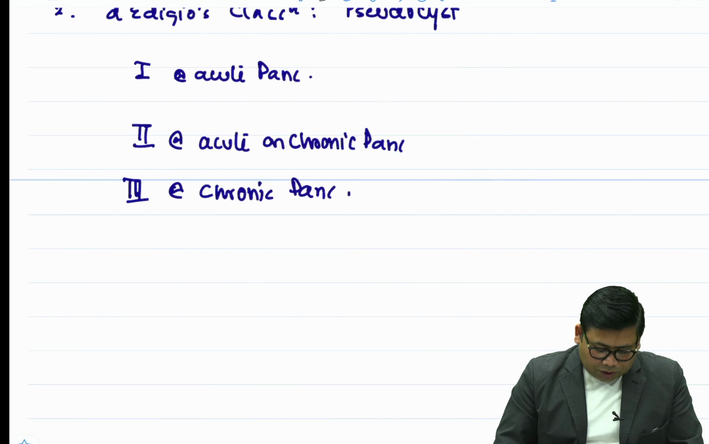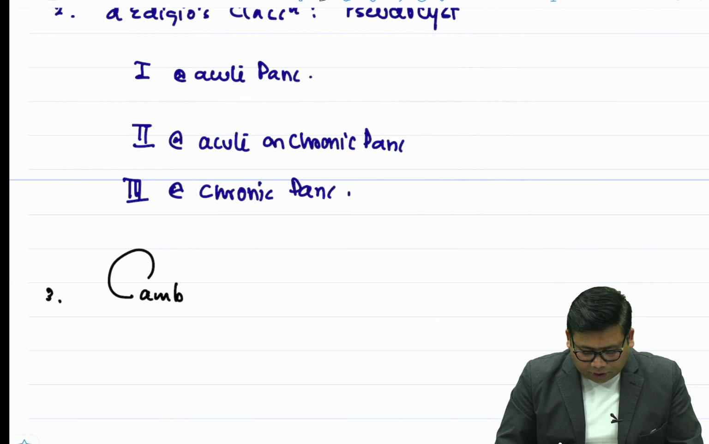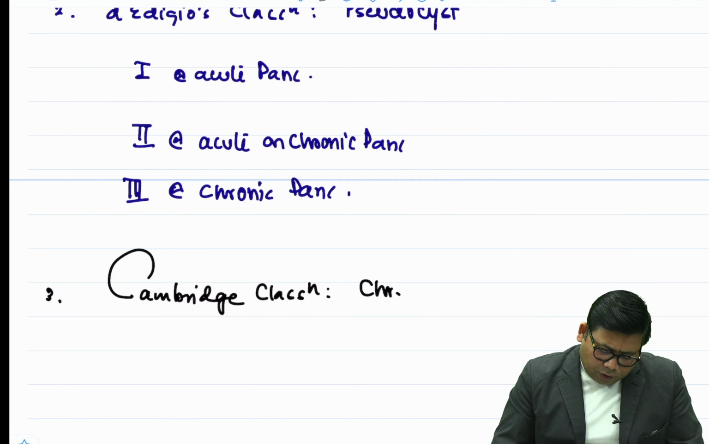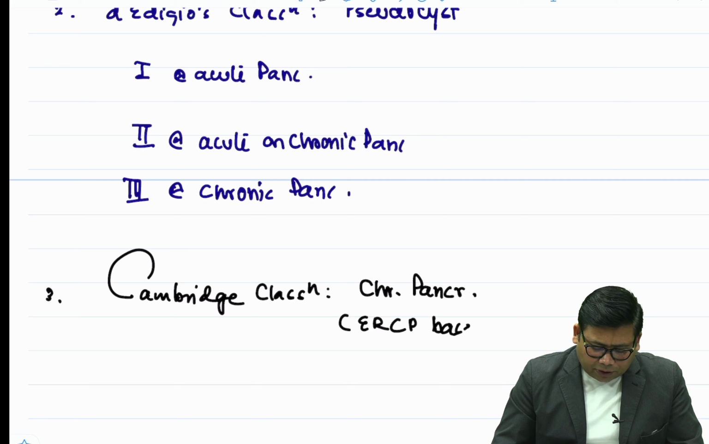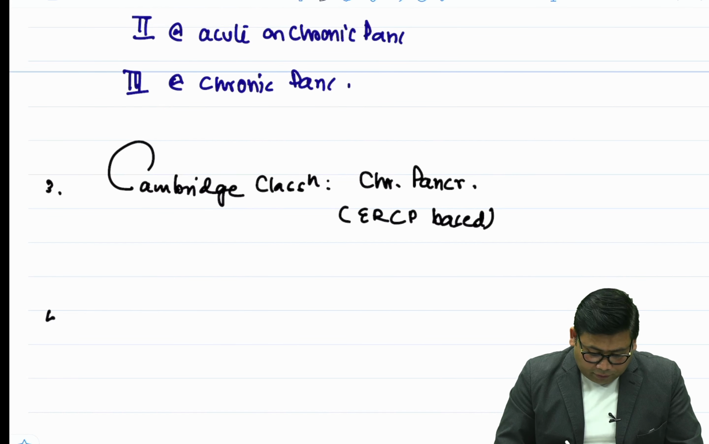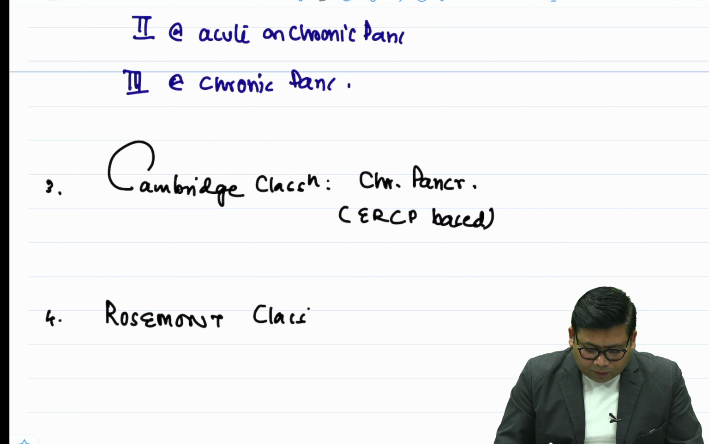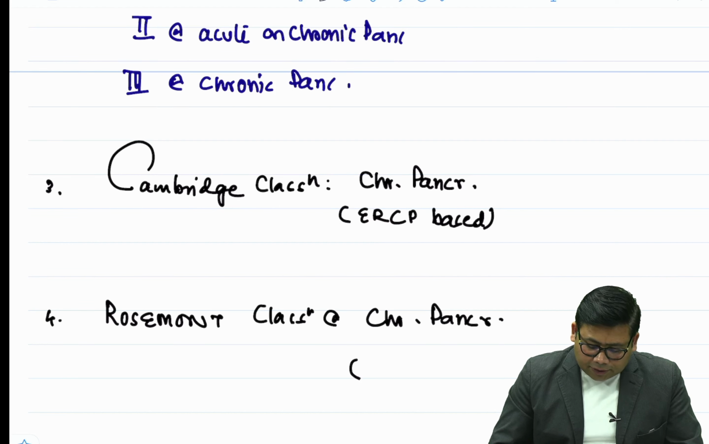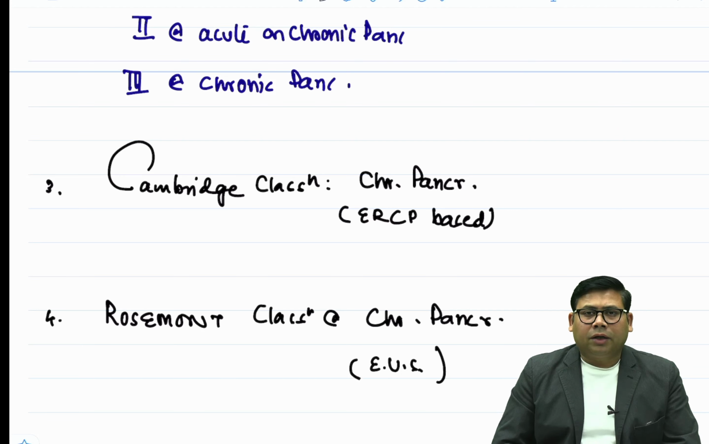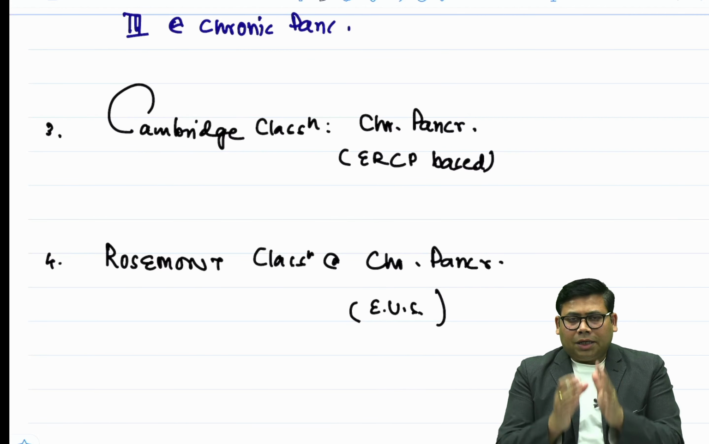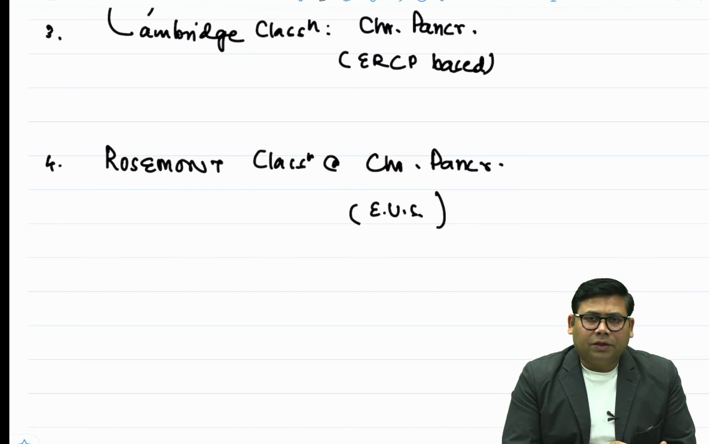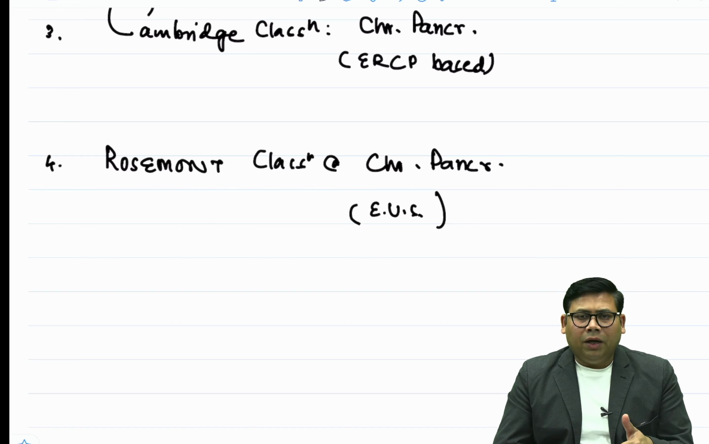Apart from this, there are two other classifications. We have the Cambridge classification, which is a classification for chronic pancreatitis, and it is ERCP based. Then fourth, we have the Rosemont classification. This is again for chronic pancreatitis, and this is an EUS, endoscopic ultrasound, classification. So we get to see certain parenchymal features and certain duct related features. That is how we classify them.